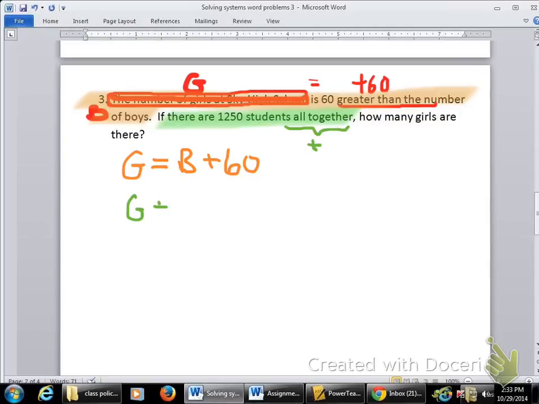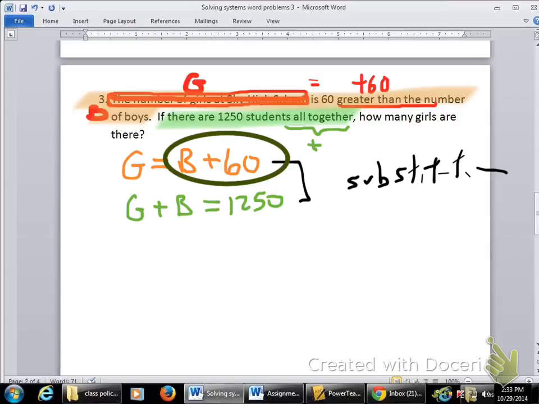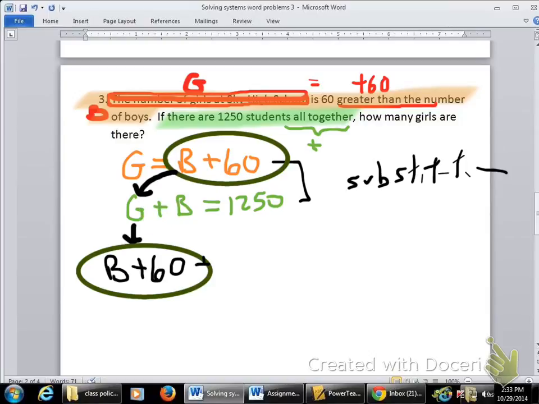We're going to add the girls and the boys together. And now we've got two equations. I think the best way to solve this is going to be substitution. So you guys can watch the substitution as we plug in to G. And of course, I encourage you to hit pause anytime you need to.